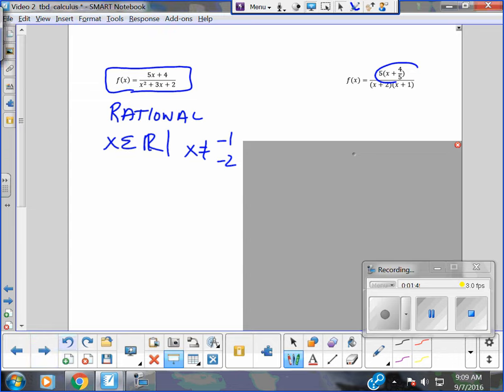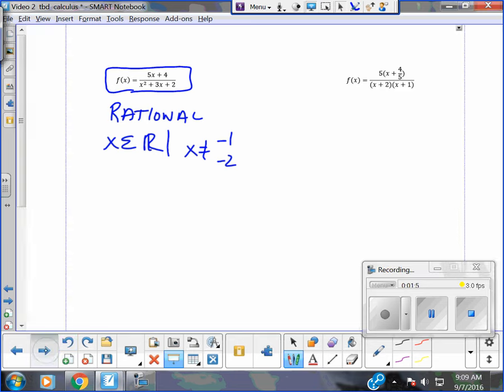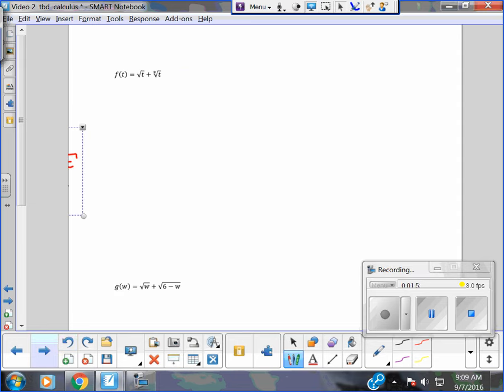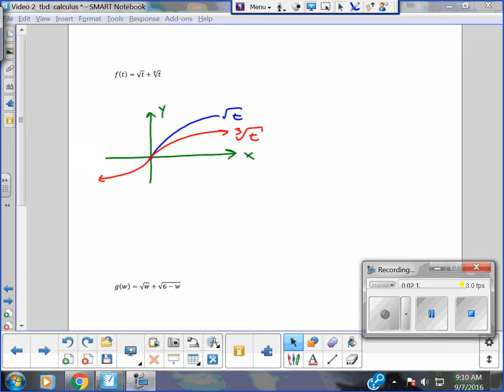Next one. All right. We have f of t equals the square root of t plus the cube root of t. All right. If we think about our parent functions, we have the blue square root of t and the cube root of t.